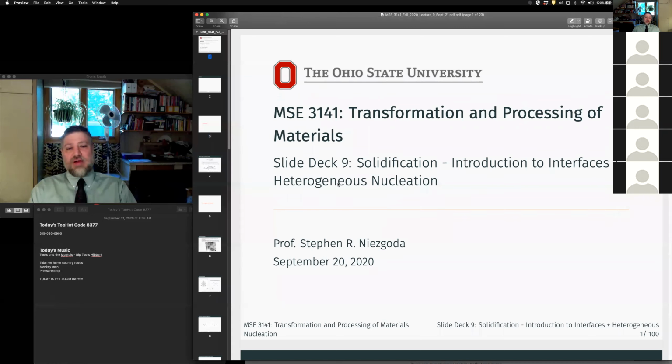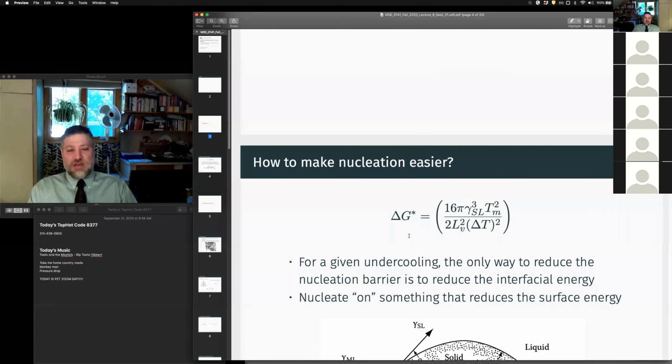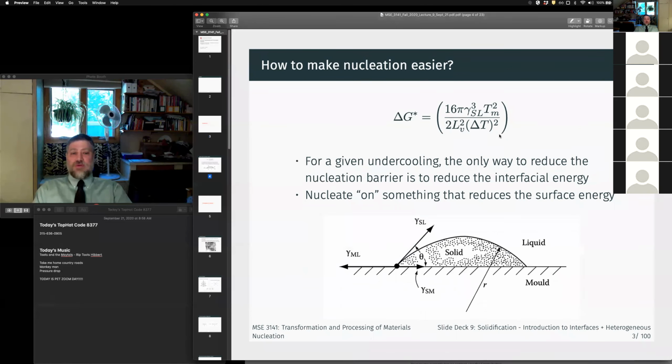Okay. Well, anyway, it's very rare to get homogeneous nucleation. Most of the time, we have heterogeneous nucleation, right? And so, as I said before, if we look at the activation energy for nucleation, we see we have this interfacial energy to the cube, right? Nothing else in here we can change.